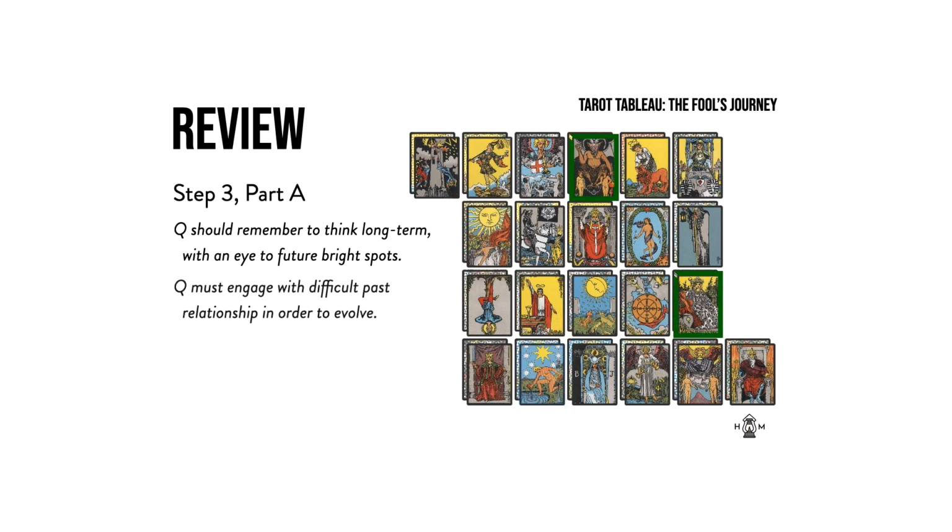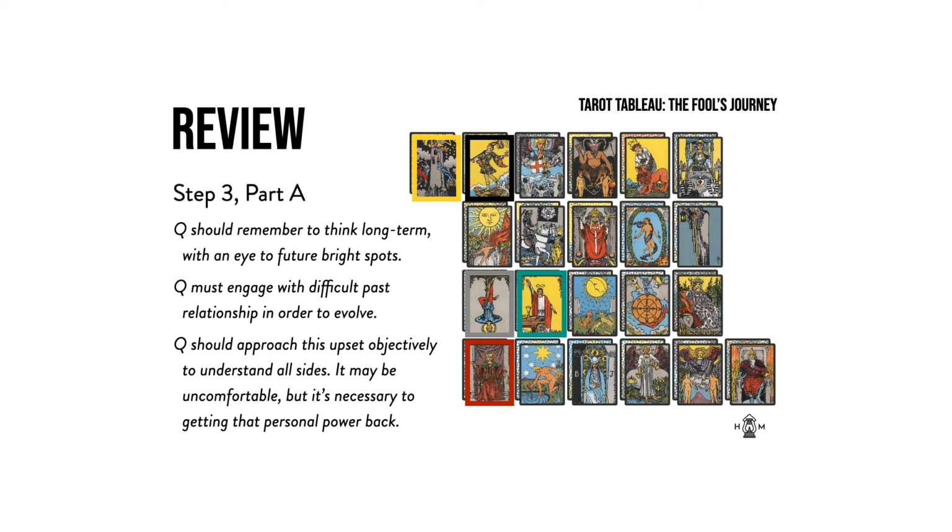That should help put things into perspective as a difficult past relationship with a woman refuses to stay in the past. Because Q is expected to deal with the relationship, it may be the catalyst for Q's evolution. Last, Q is encouraged to take a more objective view of the difficult situation and try to understand it from all angles. Doing so may cause discomfort, but it is what will ultimately lead Q to reclaim personal power in both the material and spiritual realms.